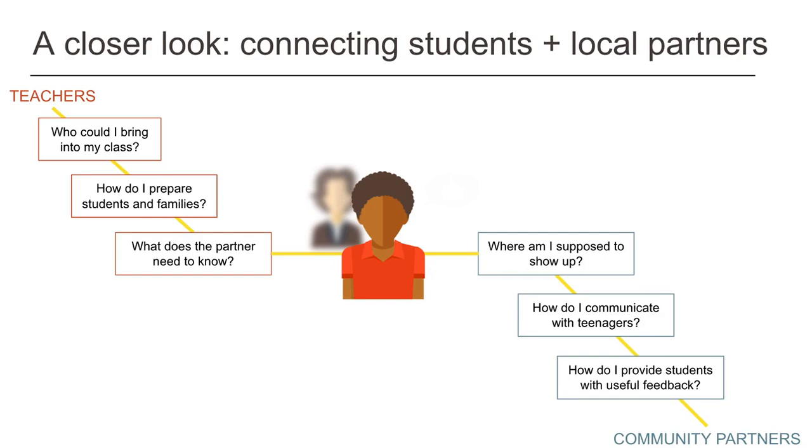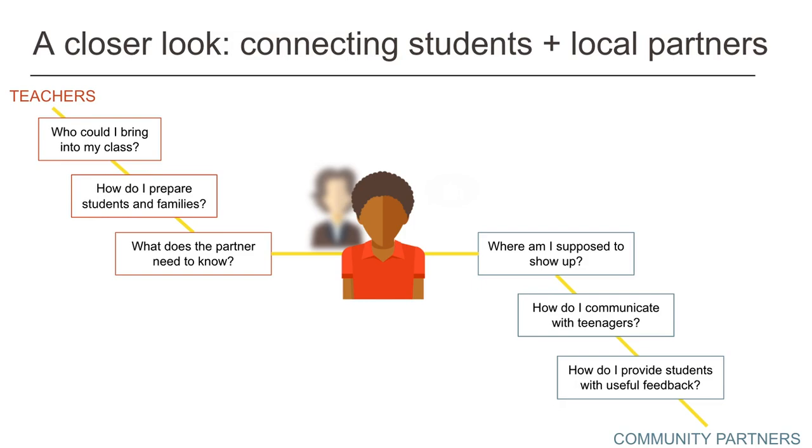To start, looking at what it means to connect students and local partners. In facilitating these kinds of connections, teachers have plenty of questions. Who should I bring into my classroom? How do I prepare students and families? What does that community partner need to know in order to collaborate successfully? And from the community partner perspective, they have questions that begin with, how do I even communicate effectively with teenagers?